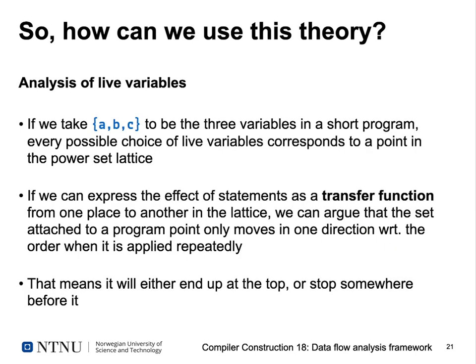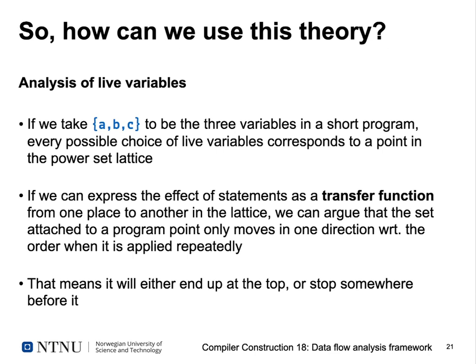Now this was all just a bit of mathematical theory, and the question we have to ask ourselves is, how can we actually make use of this? Now, the example we considered so far is the analysis of live variables. So let's just consider our three element set ABC would be three variables that are part of a short program. So if we use this set as the three variables of a short program, then every possible choice of live variables corresponds to a point in our power set lattice here.